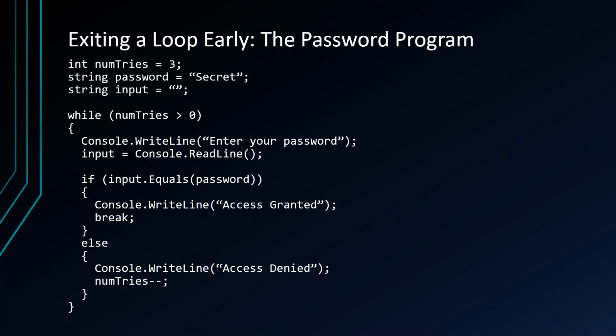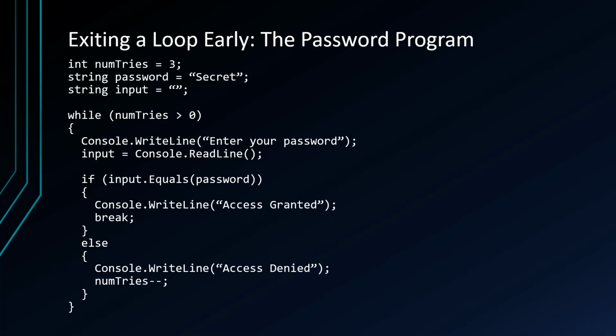So here's your typical password program. I've defined a variable called numTries, which starts at 3. A password, which is secret, and some input that the user is going to enter in later on. And I say keep looping as long as numTries is greater than 0. So 3, 2, 1. Okay.